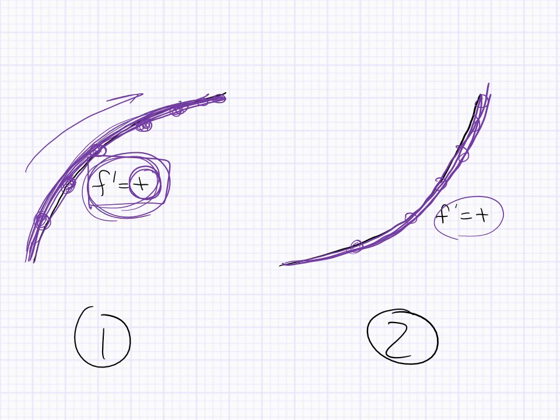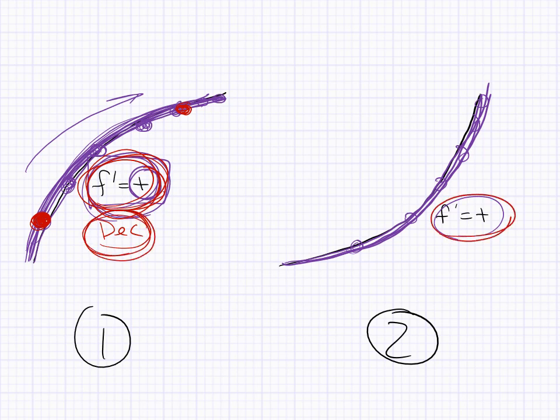In this example, my derivative is actually decreasing. While it's positive, the derivative itself is getting smaller, and that can be easily seen by the fact that the graph is steeper here than it is here. If it's steeper here, the slope is bigger here than it is over here. So while my derivative is positive, it's also decreasing.